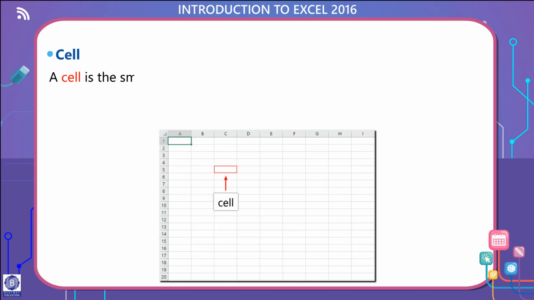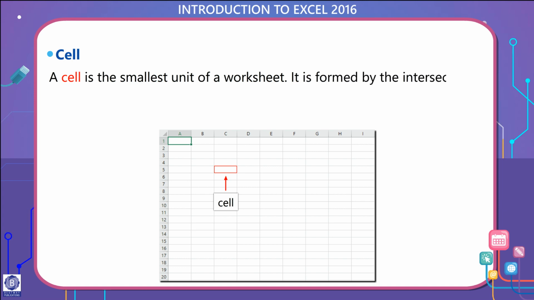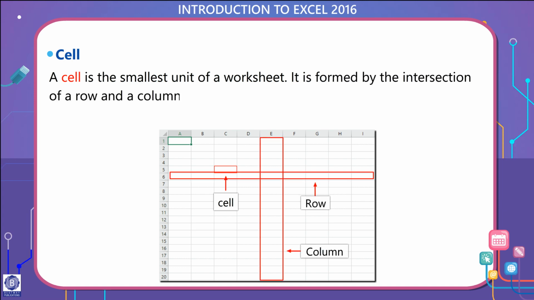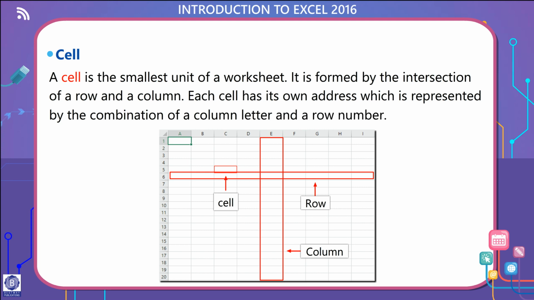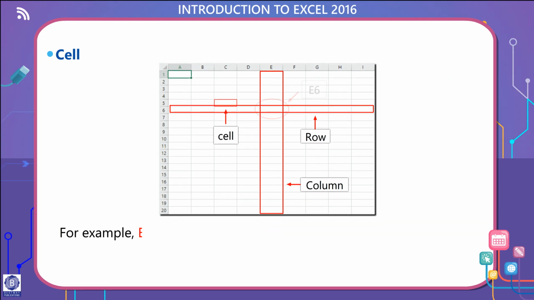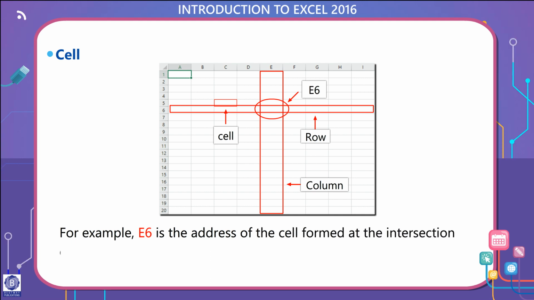Cell. A cell is the smallest unit of a worksheet. It is formed by the intersection of a row and a column. Each cell has its own address, which is represented by the combination of a column letter and a row number. For example, E6 is the address of the cell formed at the intersection of column E and row 6.